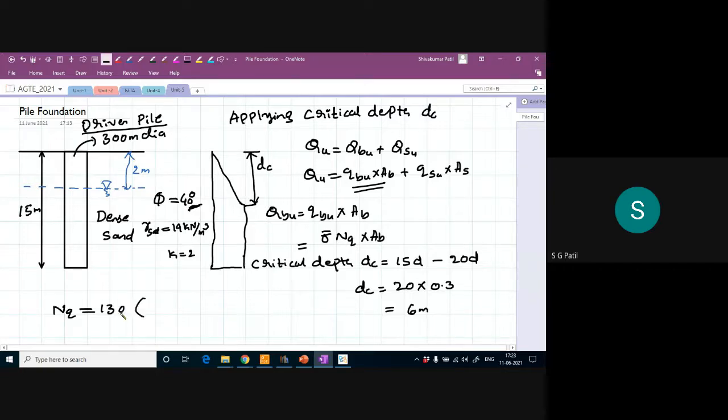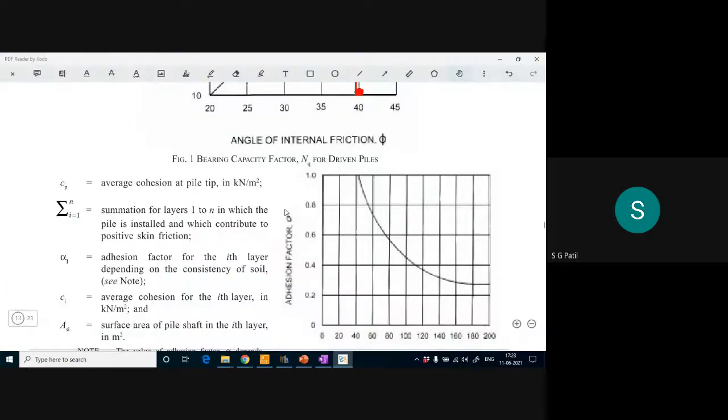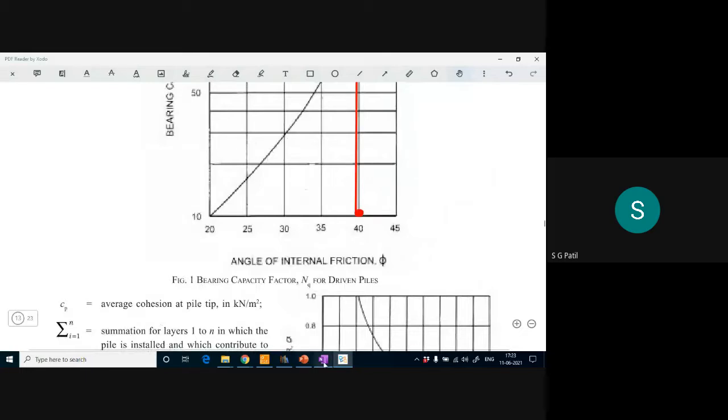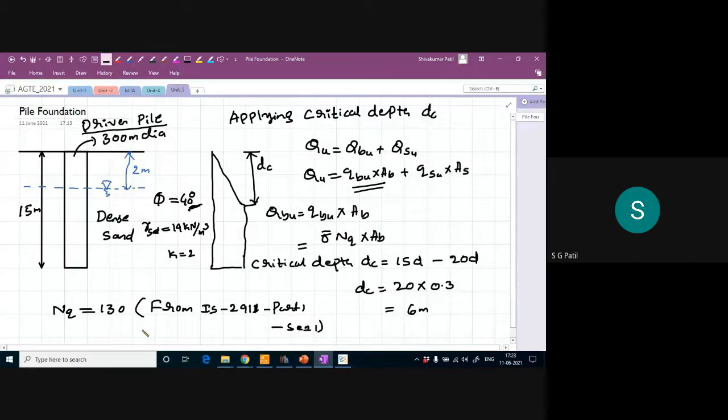How did I get this 130? From IS 2911, Part 1, Section 1. What is the graph number? It is Figure number 1. So this is my NQ.